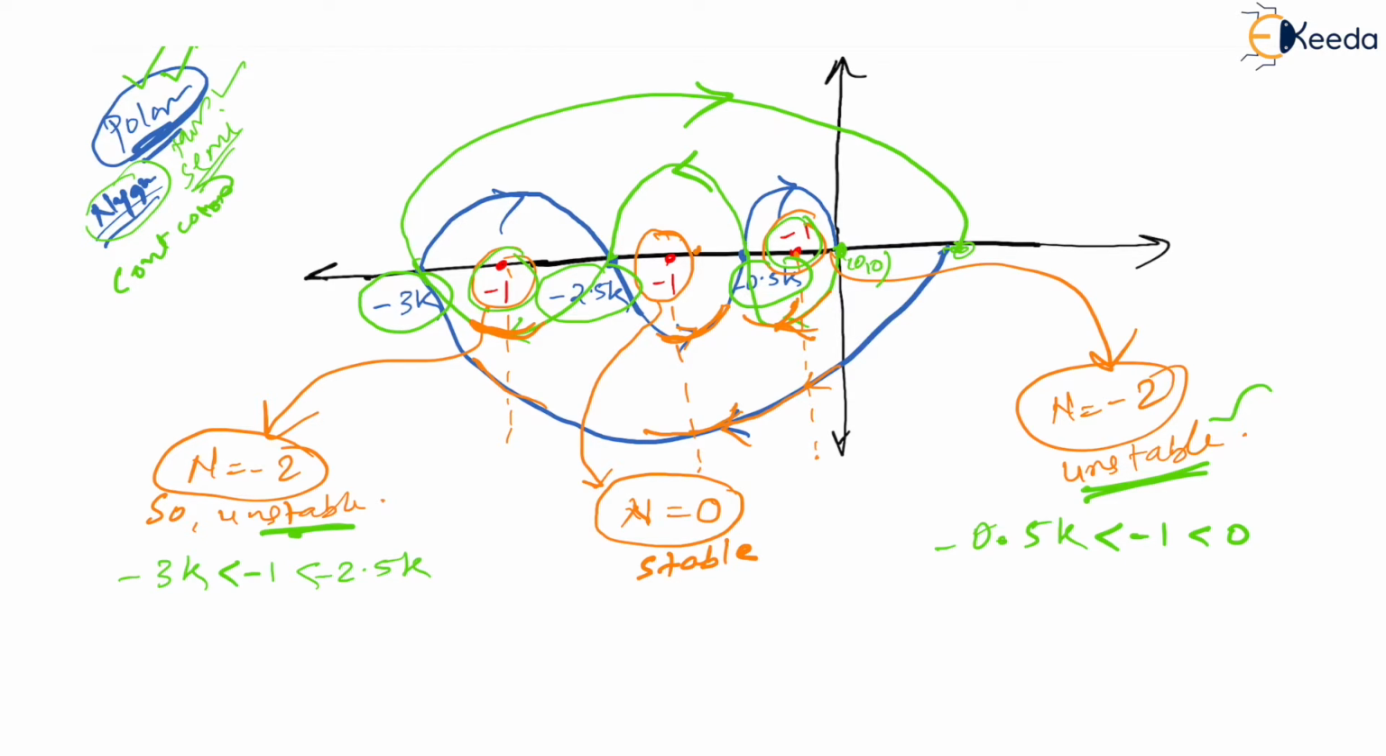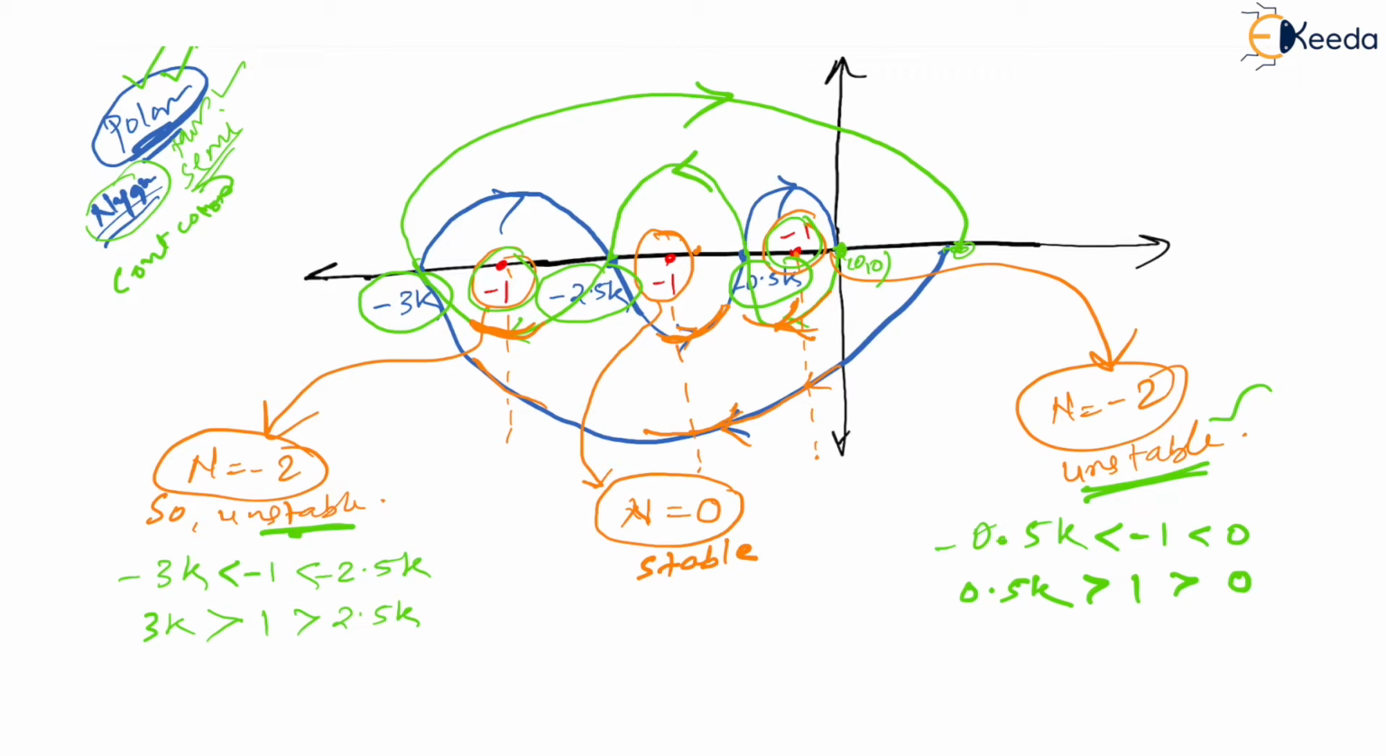Now if I try to simplify them, what will I do? I will multiply by a minus sign on all the sides. What do I get then? I get 3k, the inequality sign will get changed, it will become 3k greater than 1 greater than 2.5k. Is that correct? Yes. Similarly for this one, it becomes 0.5k greater than 1 greater than 0. Is that right?